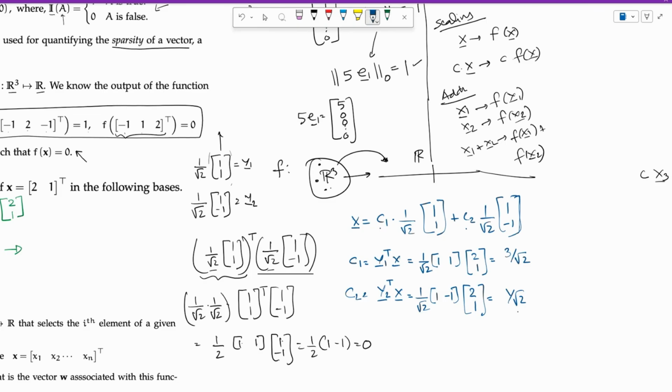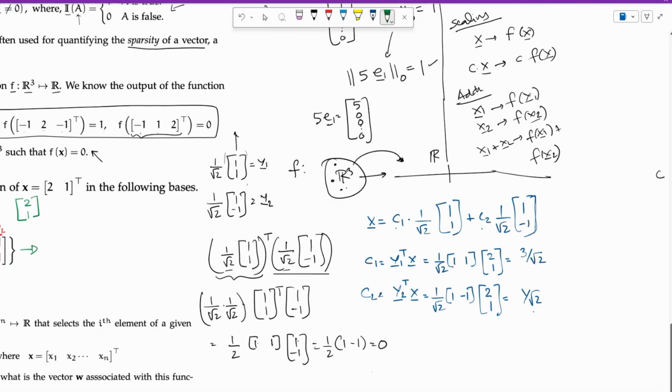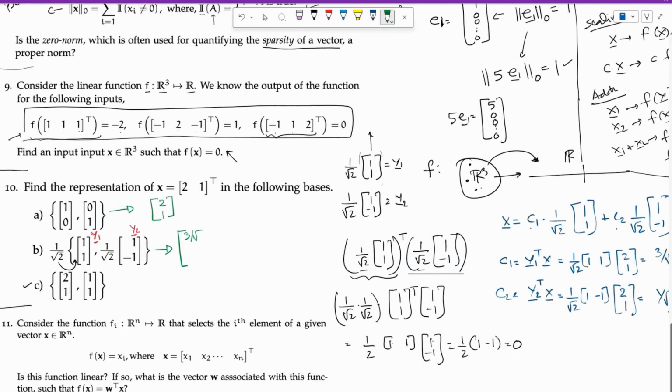So that's the representation. In the second basis, the representation will be 3 by root 2 and 1 by root 2. Or another way to write this, you take the 1 by root 2 outside. That's the representation. So for somebody working in the A basis, that vector looks like (2, 1); for somebody working in the B basis, the corresponding representation will be 1 by root 2, (3, 1). The point is the same. Our numbers are different because both of us have different references. That's all.